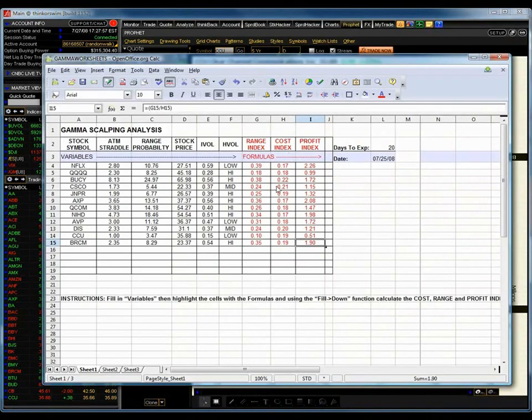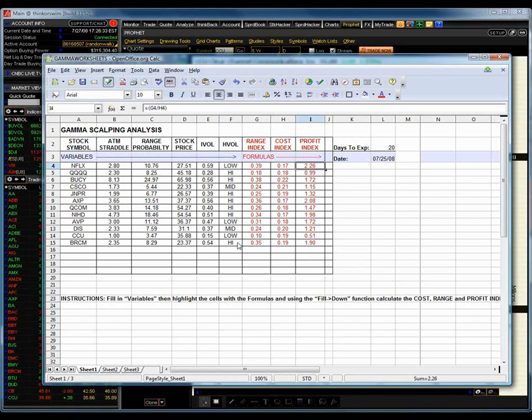But all things being equal, we want those with the profit index as high as possible with the lowest historical volatility. So right now, Netflix looks like it's probably going to be the best choice because the profit index is relatively high. The range index is the highest of all of the issues that we've looked at. The cost index is at the lowest end of the range of all the ones that we looked at. And it's currently at a historical low volatility. So that is a very, very good candidate.